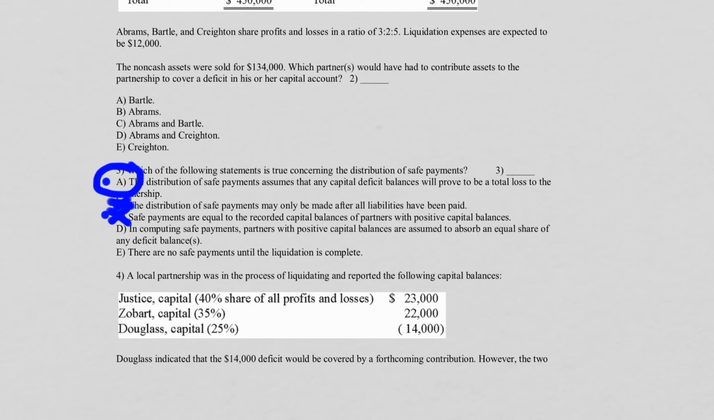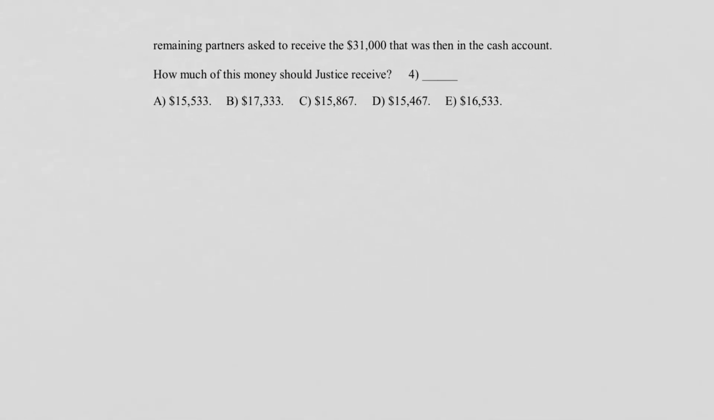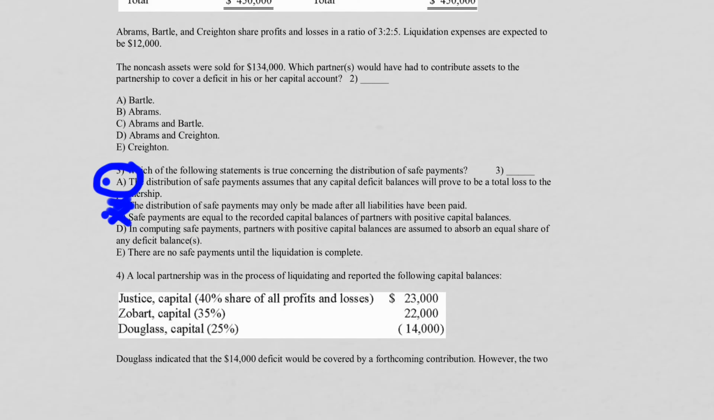Okay, let's see what we got here. What do we need to do? How much of this money should Justice receive? Justice is this guy there. A local partnership was in the process of liquidating and reported the following capital accounts. Douglas indicated that the $14,000 deficit would be covered by a forthcoming contribution. However, the 2 remaining partners asked to receive the $31,000 that was then in the cash account.